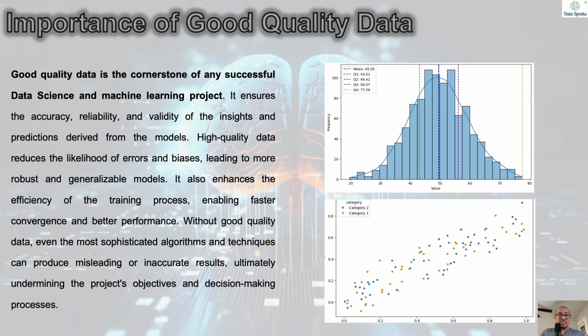Good quality data helps in improving the model's accuracy and reducing bias. Reducing bias simply means helping the machine learning model to learn accurately from the data that we have provided.